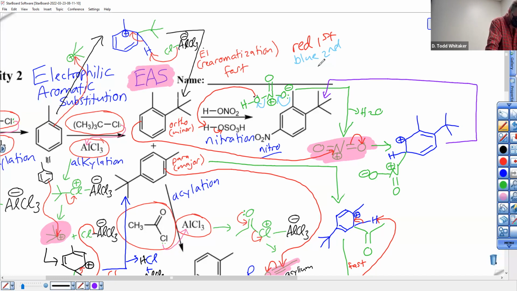What's going to grab the H? Well, you know, I didn't show my sulfate ion. How convenient, it's showing up now. I think that's our best base in this one. For the very fast step at the end here, can somebody tell me why it's so fast? Anybody? This last step in all four of these reactions, why is it so fast? It's making aromatic from something that wasn't aromatic. Good answer.